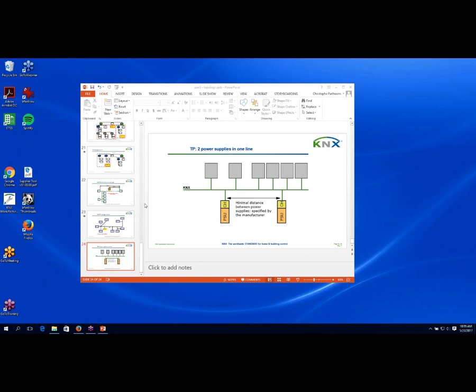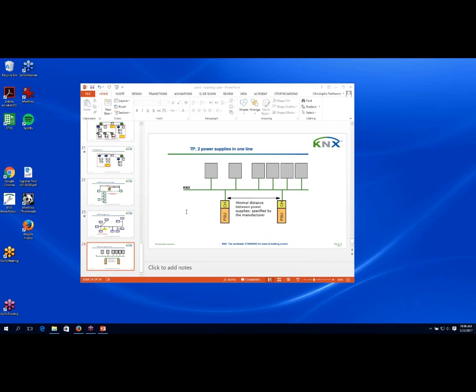When a project is commissioned, are you required to hand over the ETS project to the client, or is it property of the integrator? I would say that is actually pure one-to-one business. It depends on what your customer wants. These are rules not defined by us, the KNX Association. It just depends on the relation that you have with your customer.